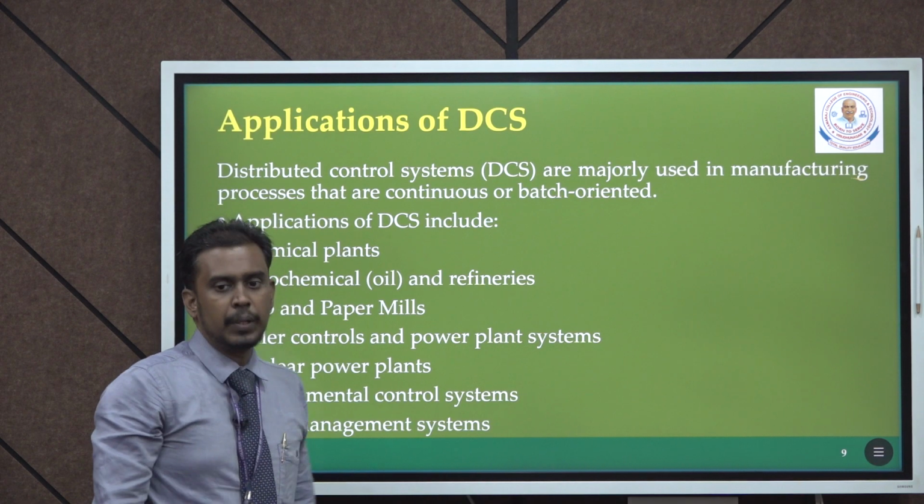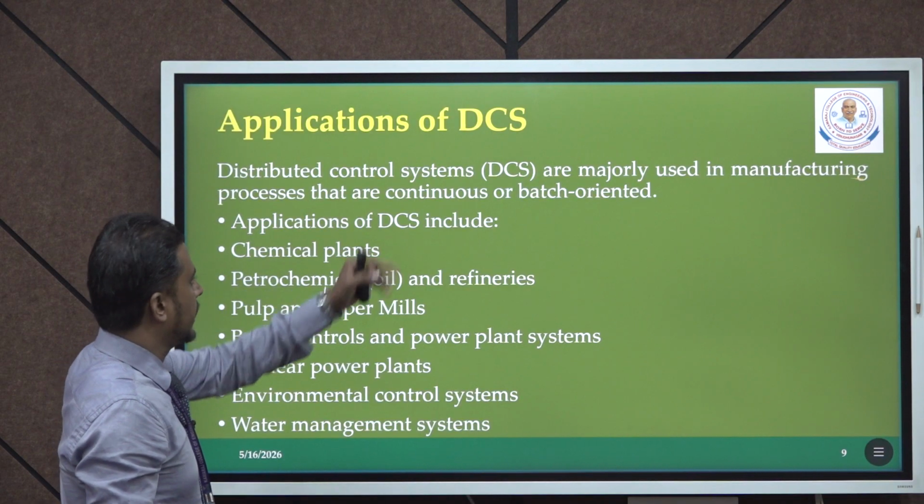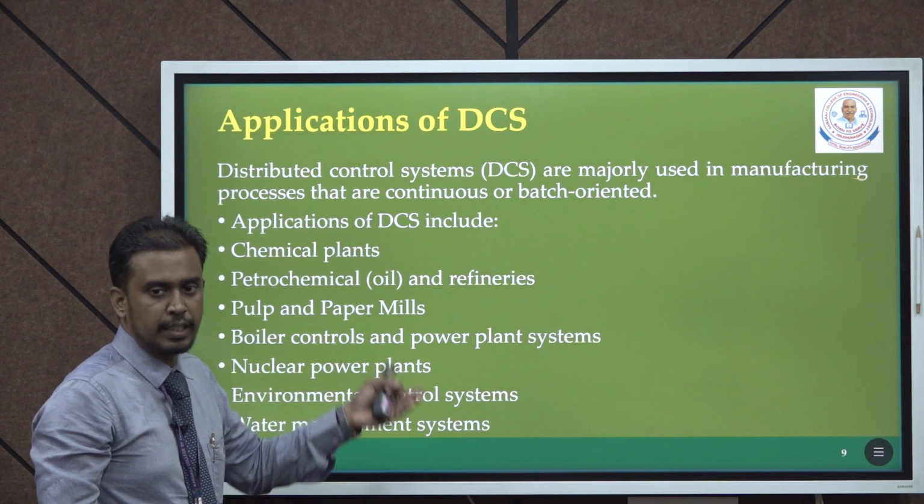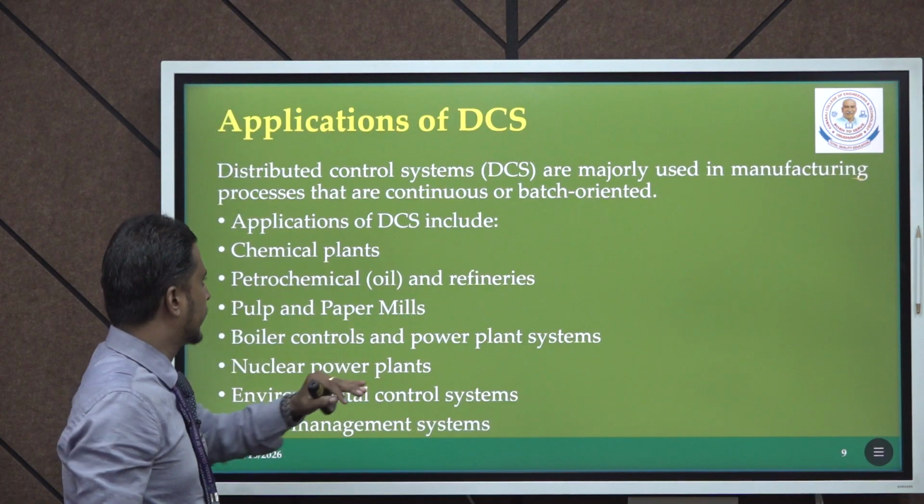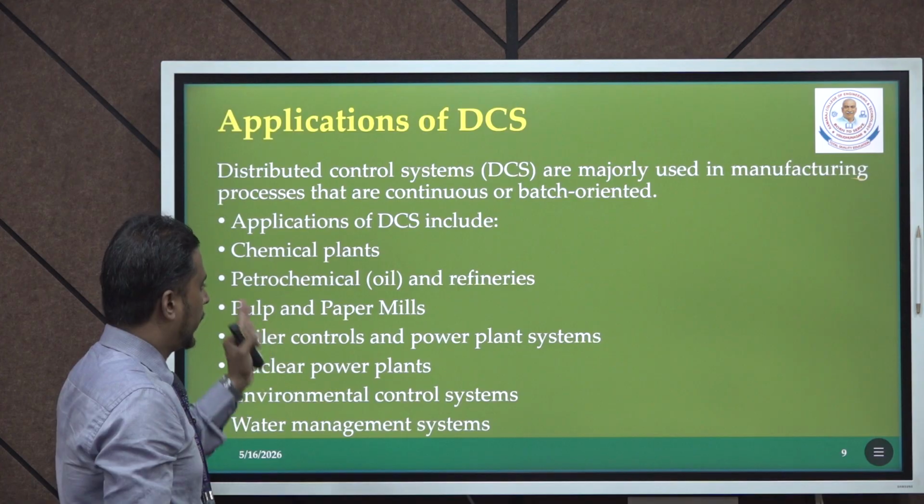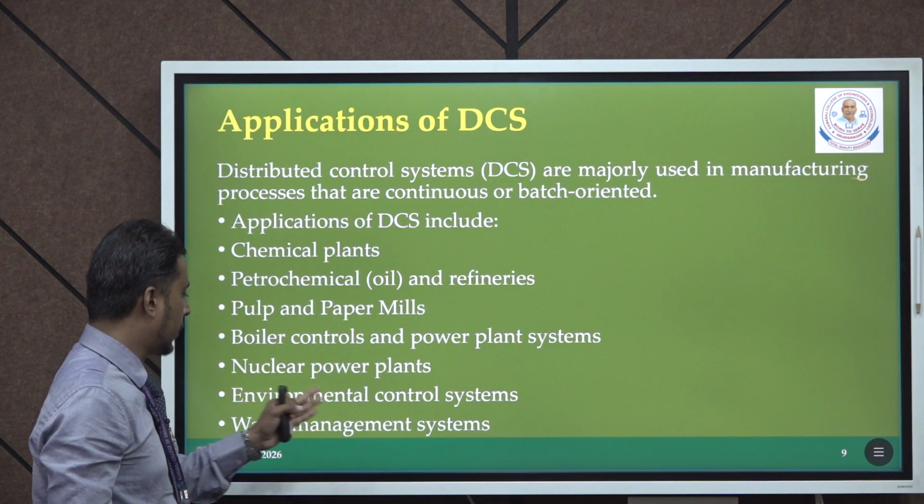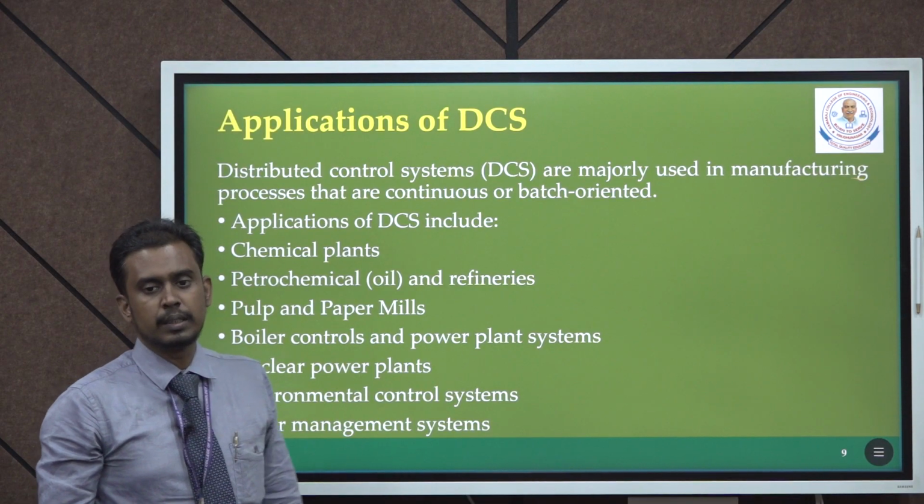So, the various applications of distributed control systems. Distributed control systems are majorly used in various manufacturing industries which are batch oriented, and some of the applications include chemical plants, petrochemical industries, paper mills, boiler controllers, power plants and water management systems.